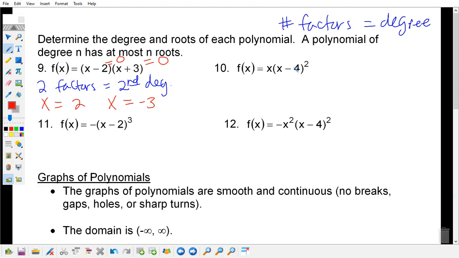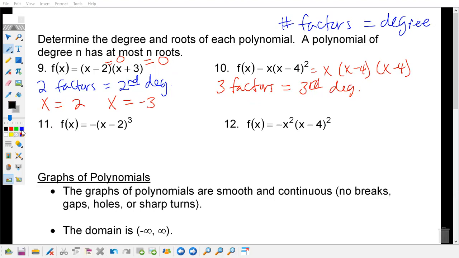All right, so let's do this one. This one is not an expanded form. This actually says you have x times x minus 4 times x minus 4. How many factors do I have? 3. So we have 3 factors. So what is the degree of this polynomial? It is a 3rd degree polynomial. What are your roots? Your roots is if I set each variable factor equal to 0. Well, x equals 0 is just going to be 0. And x minus 4 equals 0 is going to be what? 4.